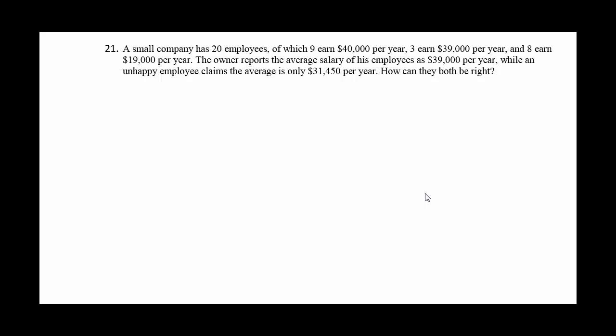Number 21, sort of an interesting look at what we mean by average versus mean versus median. A small company has 20 employees, of which 9 earn 40,000, 3 earn 39,000, and 8 earn 19,000. The owner reports that the average salary of his employees is 39,000 per year, while an unhappy employee claims that the average is 31,450 per year. How can they both be right?